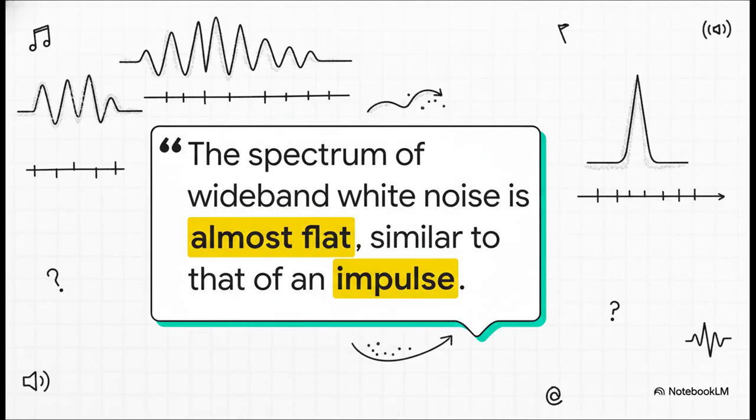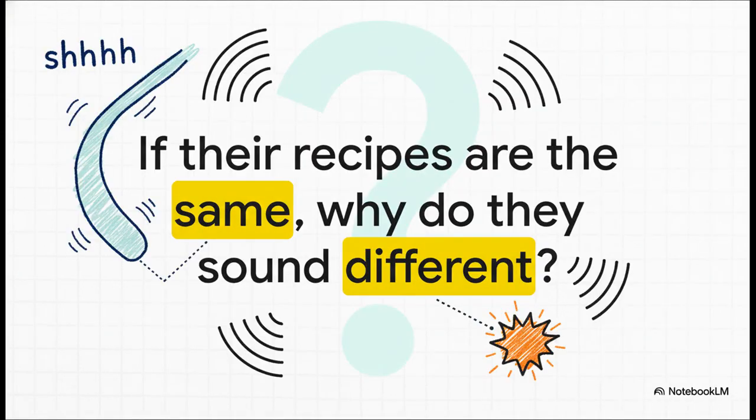But this is where things get really, really weird. It turns out that the frequency recipe for this continuous, random hiss, what we're calling white noise, is almost identical to the recipe for a super sharp, instantaneous click. I'm not kidding. They're both made of the same flat, continuous spread of frequencies. So wait a minute. If a long, drawn-out hiss and a short, sharp click are made of the exact same frequency ingredients, what are we missing? Why on earth does one sound like shh and the other just sounds like a pop?